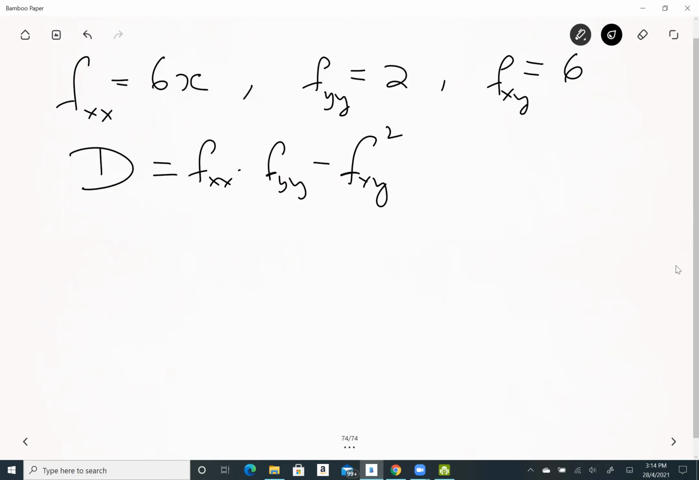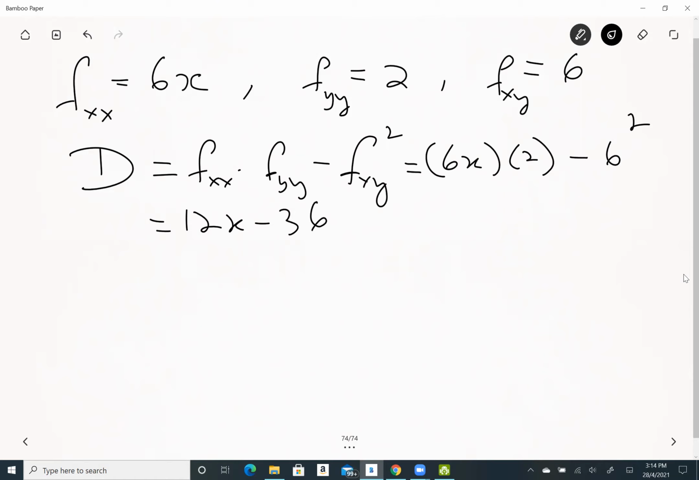Okay. So that is equal to what? That's equal to 6x multiplied by 2 minus 6 squared. So that is equal to 12x minus 36. So here, you'll see I got an x in there. So now, what do we do? We do what we always do, substitute.